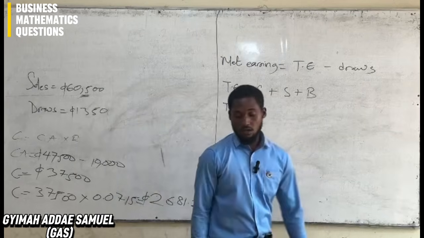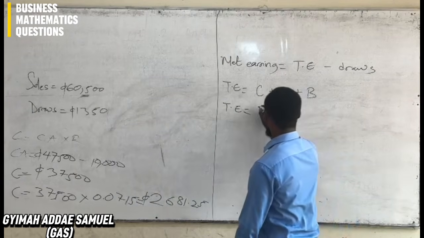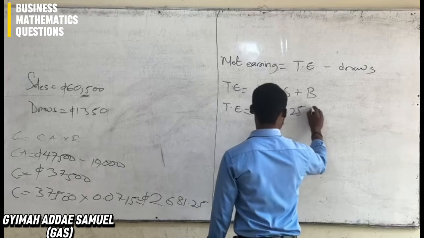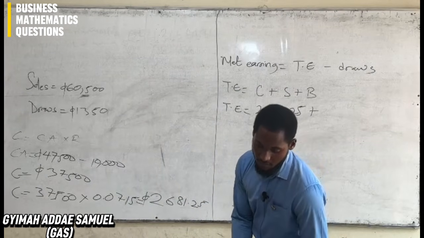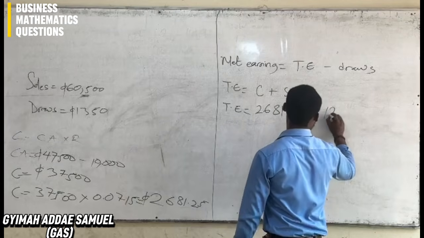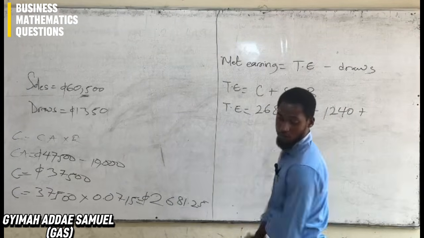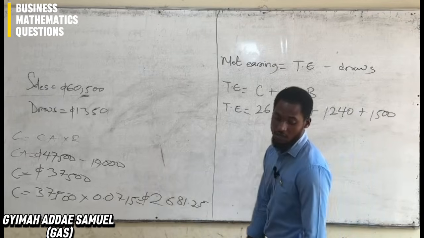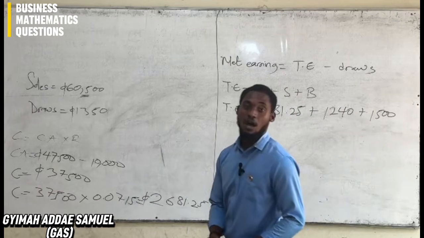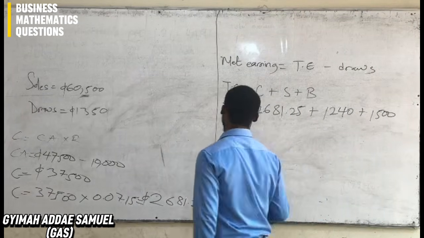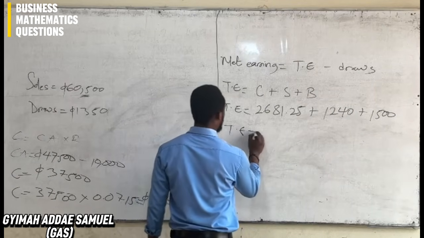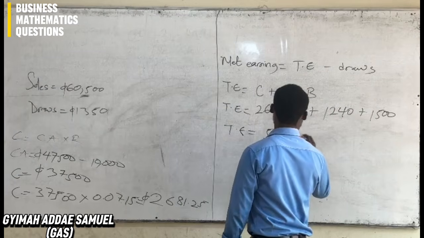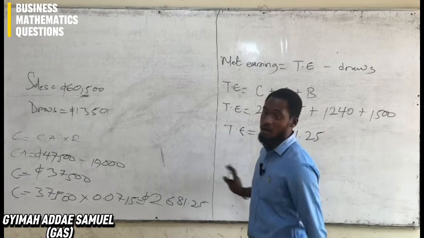So the commission that we had was 2,681.25 plus the salary given to be 1,240, and a bonus of 1,500 Ghana cedis. So the total earnings sums up to be 5,421.25. So we now have our total earning.